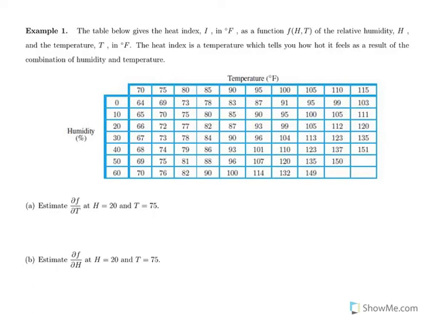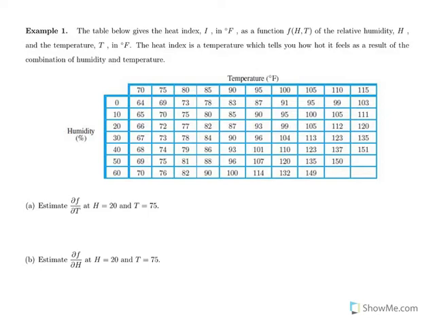So the table below, we're going to call the heat index capital I in degrees Fahrenheit, and that's going to be a function of H and T. H is the percent humidity, it's relative humidity, and temperature is going to be in degrees Fahrenheit. So the temperature is the actual temperature outside, and then our function I, which is going to be little f, is going to be what it feels like, the heat index.